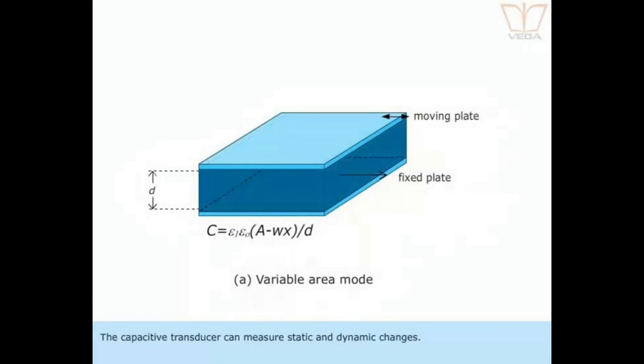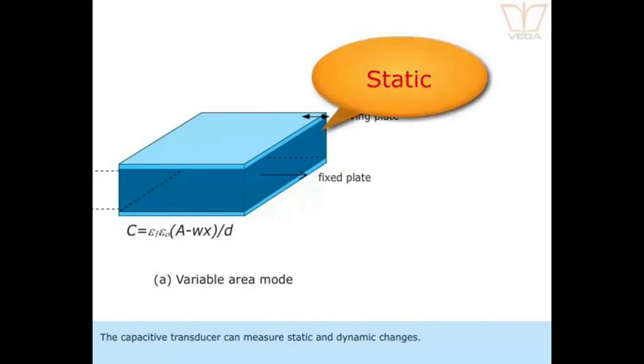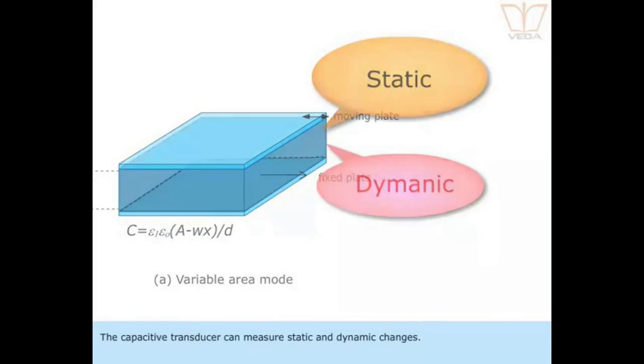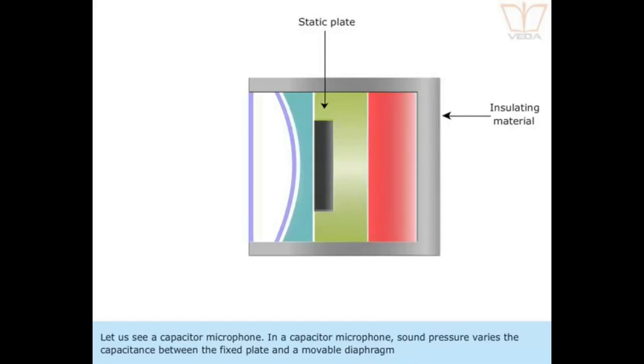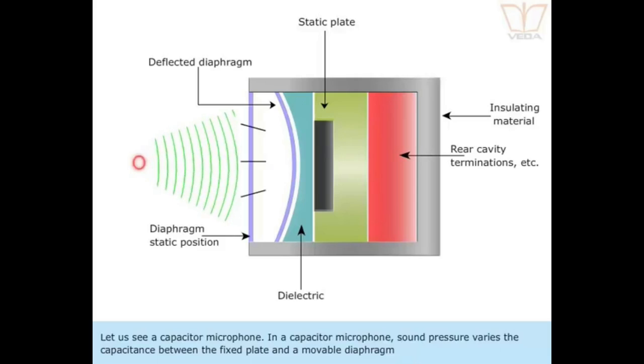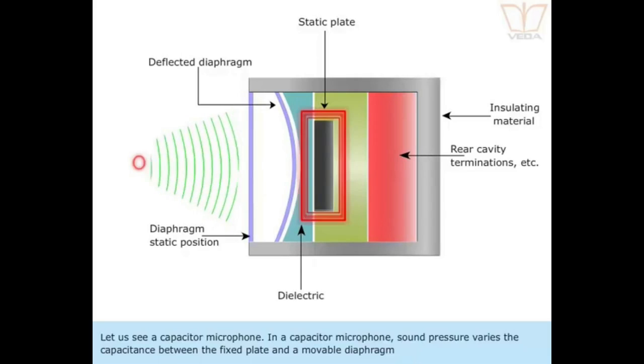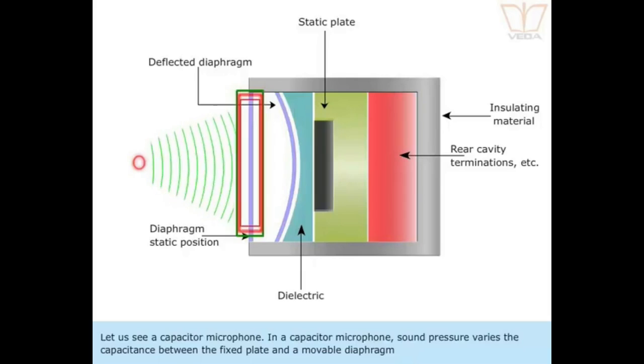The capacitive transducer can measure static and dynamic changes. Let us see a capacitor microphone. In a capacitor microphone, sound pressure varies the capacitance between the fixed plate and a movable diaphragm.